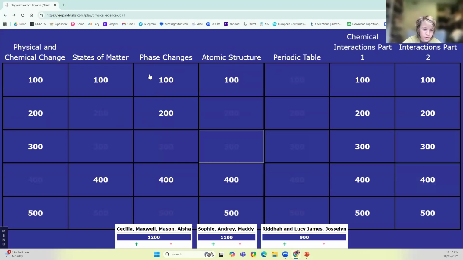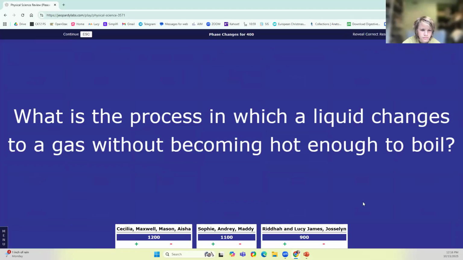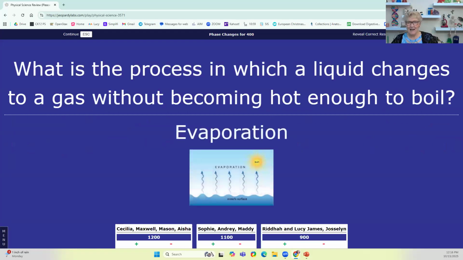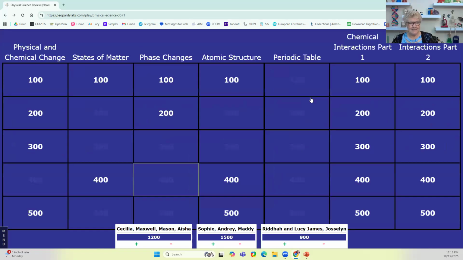Phase changes 400. What is the process in which a liquid changes to a gas without being hot enough to boil? Sophie. Is it evaporation? It is evaporation. Very good. That's how water gets out of the oceans and into the air. It doesn't boil, it just evaporates. And now Lucy James.